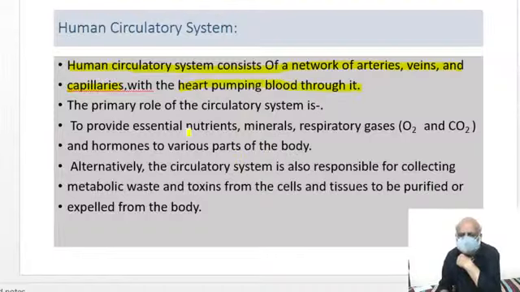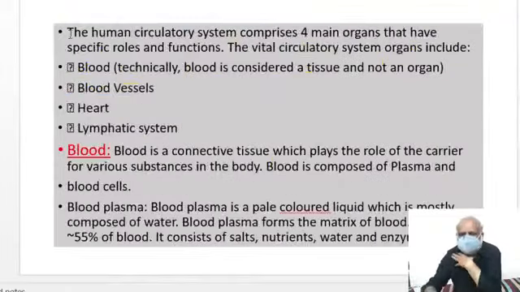What is the role of the circulatory system in human beings? It provides essential nutrients, minerals, respiratory gases, and hormones to the various parts of the body. The human circulatory system comprises four main components that have specific roles and functions. The first one is blood, second, blood vessels, third, heart, fourth, lymphatic system.